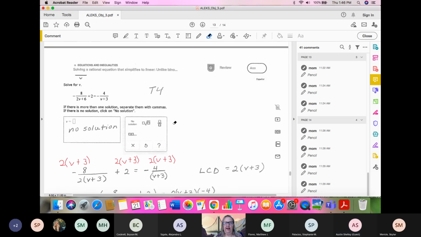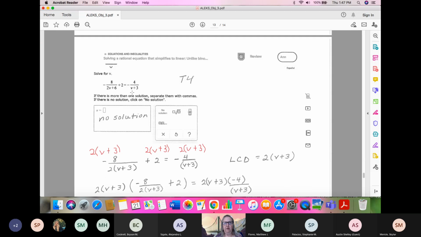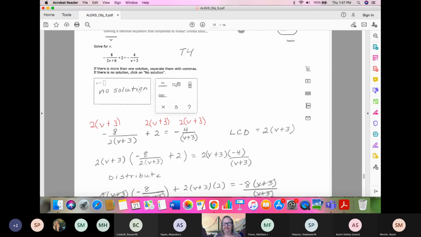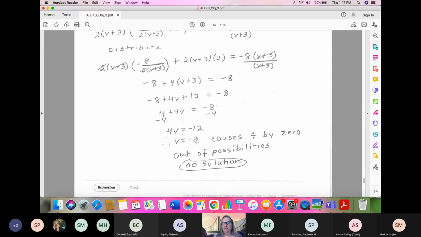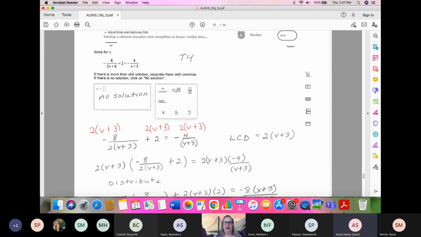What happens if we have v equals -3? If I put -3 in here for v, we're going to get -3 plus 3, which is 0. We will have division by 0. And that was the only possibility we got. v equals -3, that's the only possibility we got. If you plug it in here, -3 plus 3 is 0, gives you division by 0, which is undefined. You're out of possibilities. So the answer is no solution.